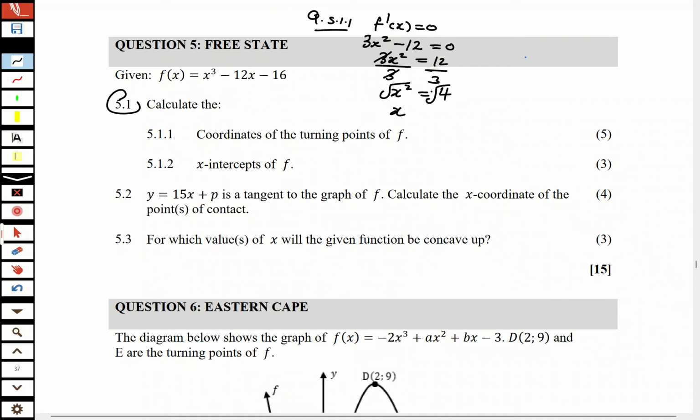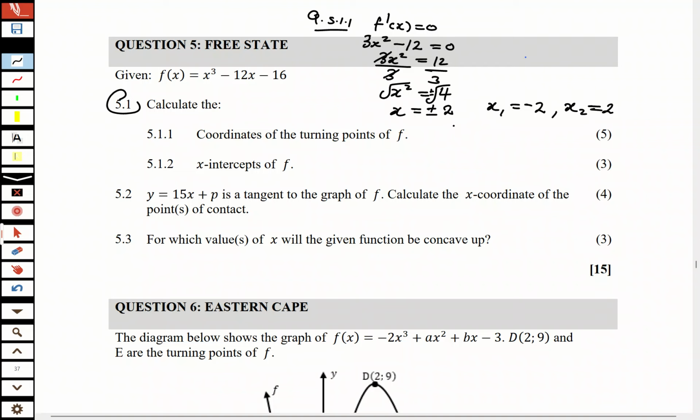Remember, when you take the square root, guys, you have plus and minus. So it means x is plus and minus 2. So now our x1 is negative 2, and our x2 is a positive 2. They said that we have to find the coordinate, not just the x coordinate, not the x-intercept, but the turning point. So you have to find the corresponding y value.